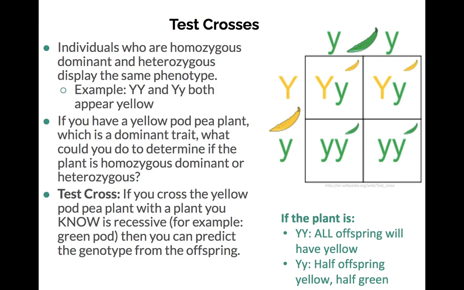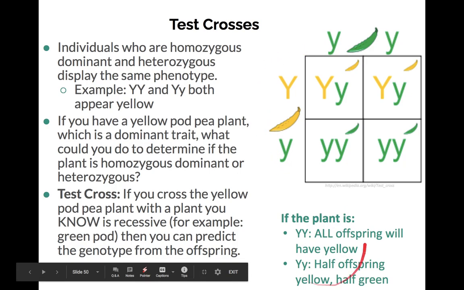So you could perform what we call a test cross, and that is if you cross the yellow pea plant with something that you absolutely know is recessive. So for example, a green, little y plant, then from that offspring you could predict the genotype of the parent. We're going to do some examples on that next class, but here are basically your 2 options. If you had big Y, big Y for your parent, then all of the offspring would have to be yellow, right? It would conceal that recessive gene. But if you had big Y, little y, half the offspring would be yellow and half green.